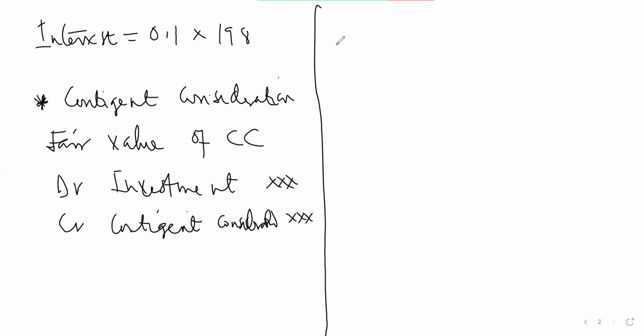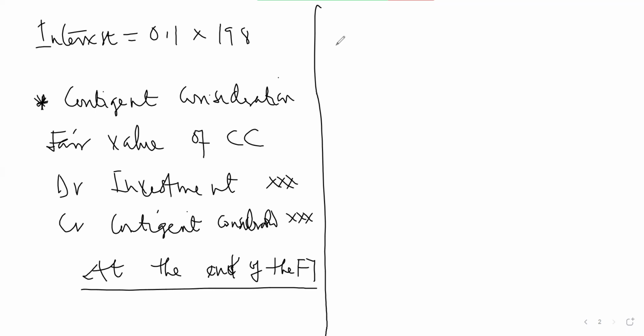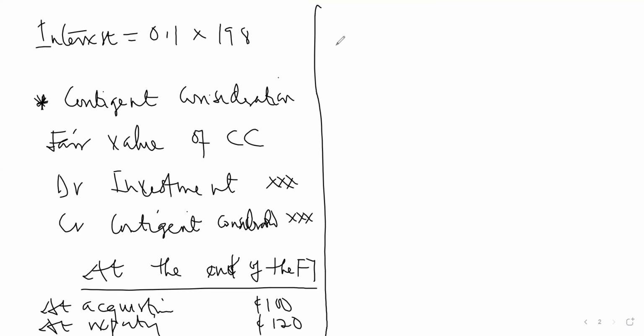The contingent consideration. Okay. If they are giving you the fair value of the contingent consideration at the end of the year, it might be an increase at the end of the financial year. So let's assume that at acquisition, the contingent consideration was 100 million. Okay, at reporting, it has now been revised to 120 million. What is happening there?